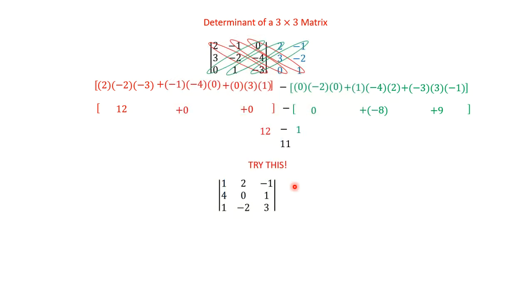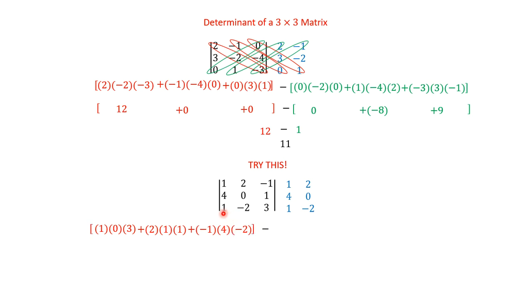All right, welcome back. How do you think you did? Well, let's see. First, we'll extend. So it's just the first 2 rows again. And then we can start multiplying our diagonals. 1 times 0 times 3. And then plus 2 times 1 times 1. Plus negative 1 times 4 times negative 2. All right, that gets us the first one.